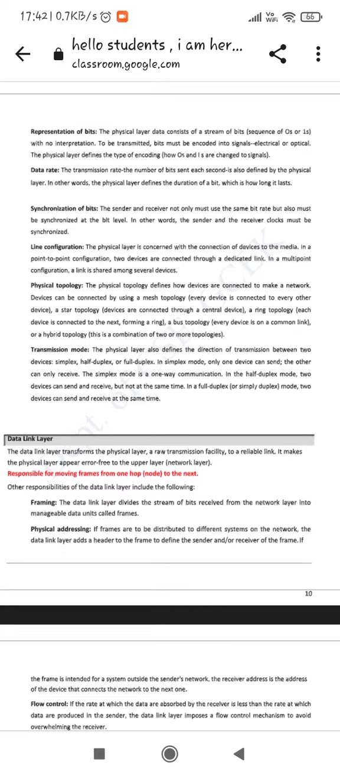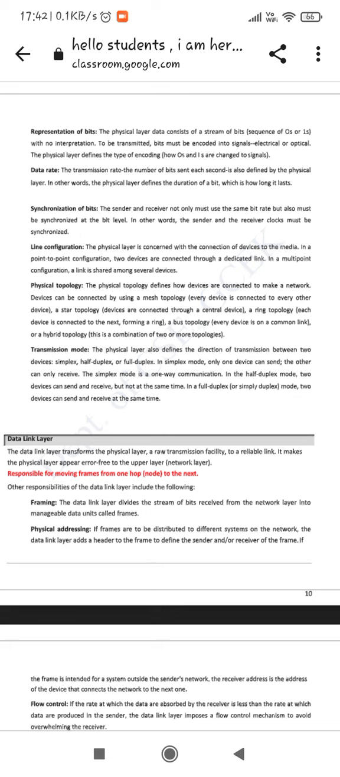The physical layer data consists of a stream of bits with no interpretation. To be transmitted, bits must be encoded into signals, electrical or optical. The physical layer defines the type of encoding. Data rate: the transmission rate, the number of bits sent each second, is also defined by the physical layer. In other words, the physical layer defines the duration of the bit and how long it lasts.